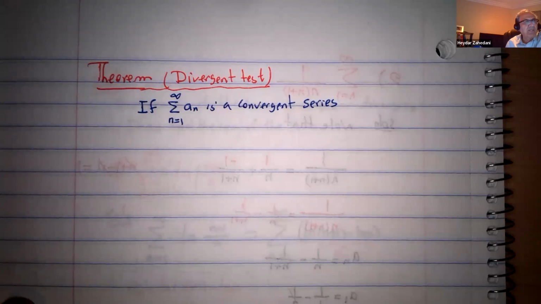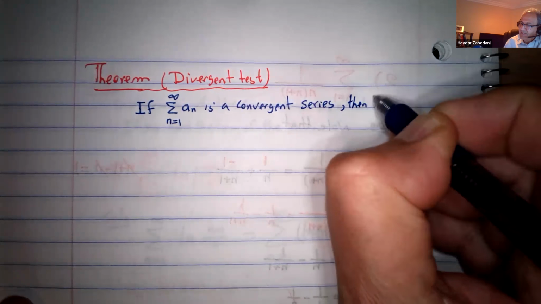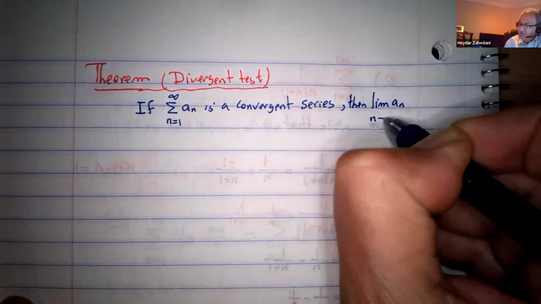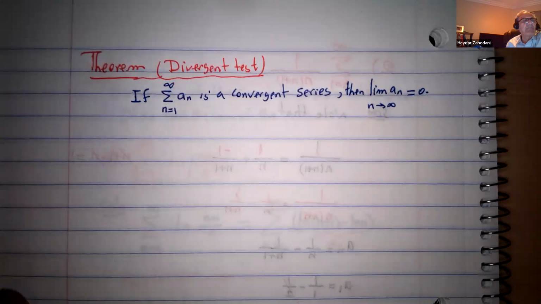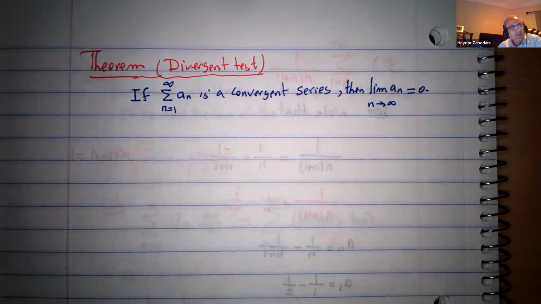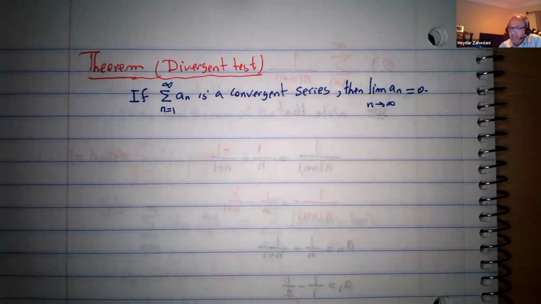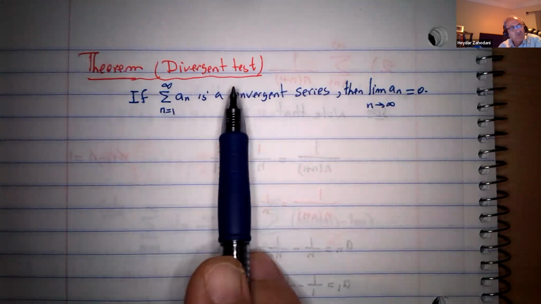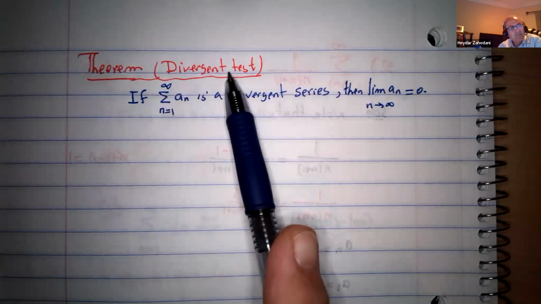If the series is convergent, then the limit of this general term, limit of an as n goes to infinity, must be equal to 0. That's it. So if you have a convergent series, that sequence inside, we call it the general term of the series. Limit of an as n goes to infinity must be 0. So why do I call it divergent?